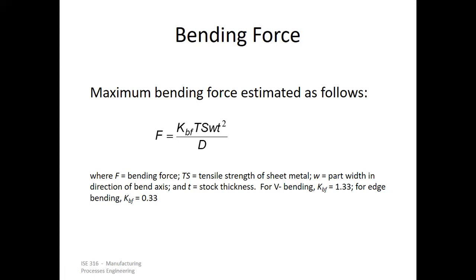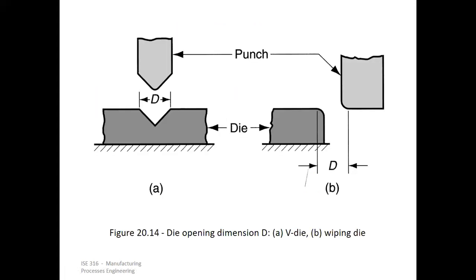So the dimension D is your die opening dimension. V die and wiping die, as we know, this is the V die. The workpiece would be placed here and then the punch would come down. As for wiping die or edge bending, you have the punch moving down sideways, just beside the die. And it doesn't basically stop when it reaches the die because there is some gap kept. But here, the punch would have to stop at the die interface.